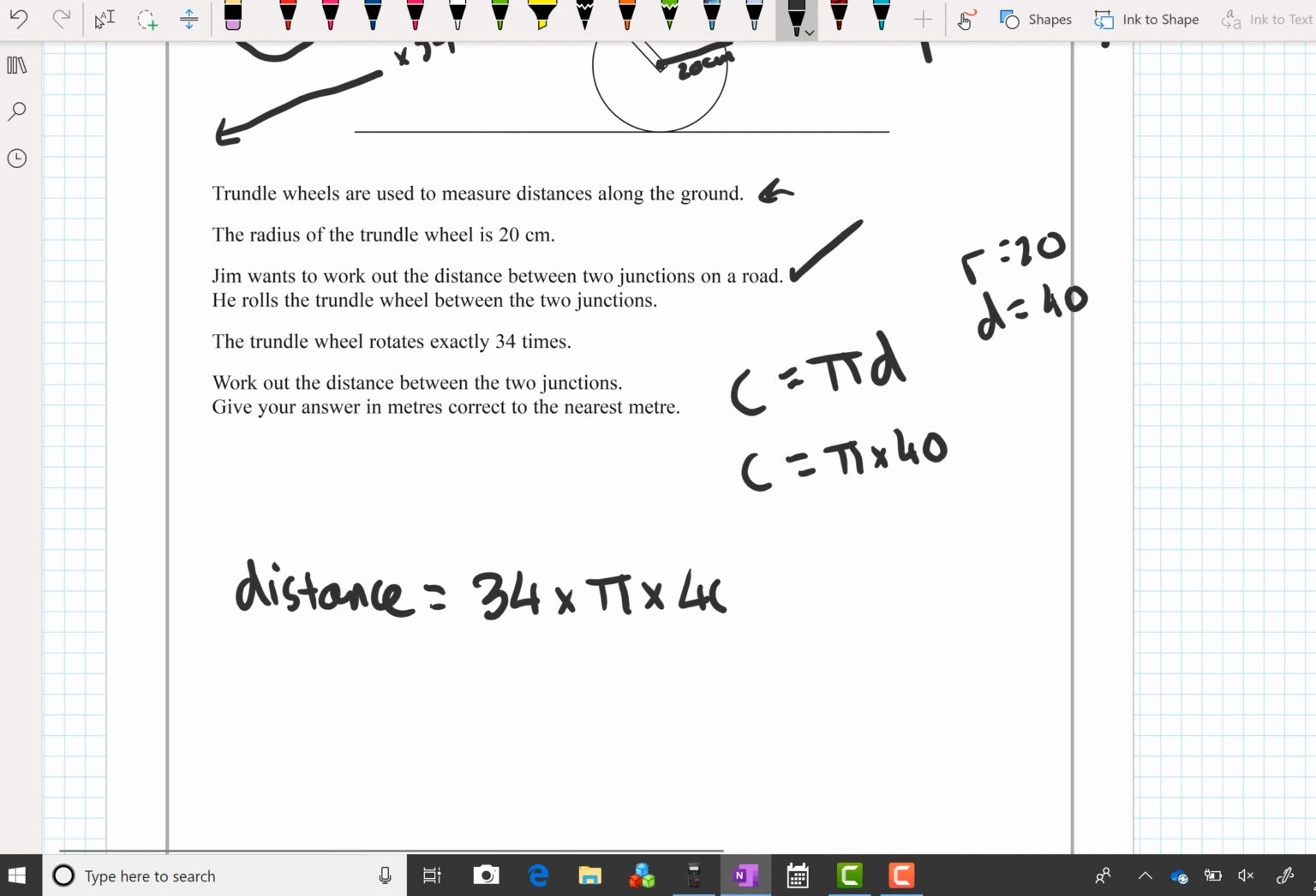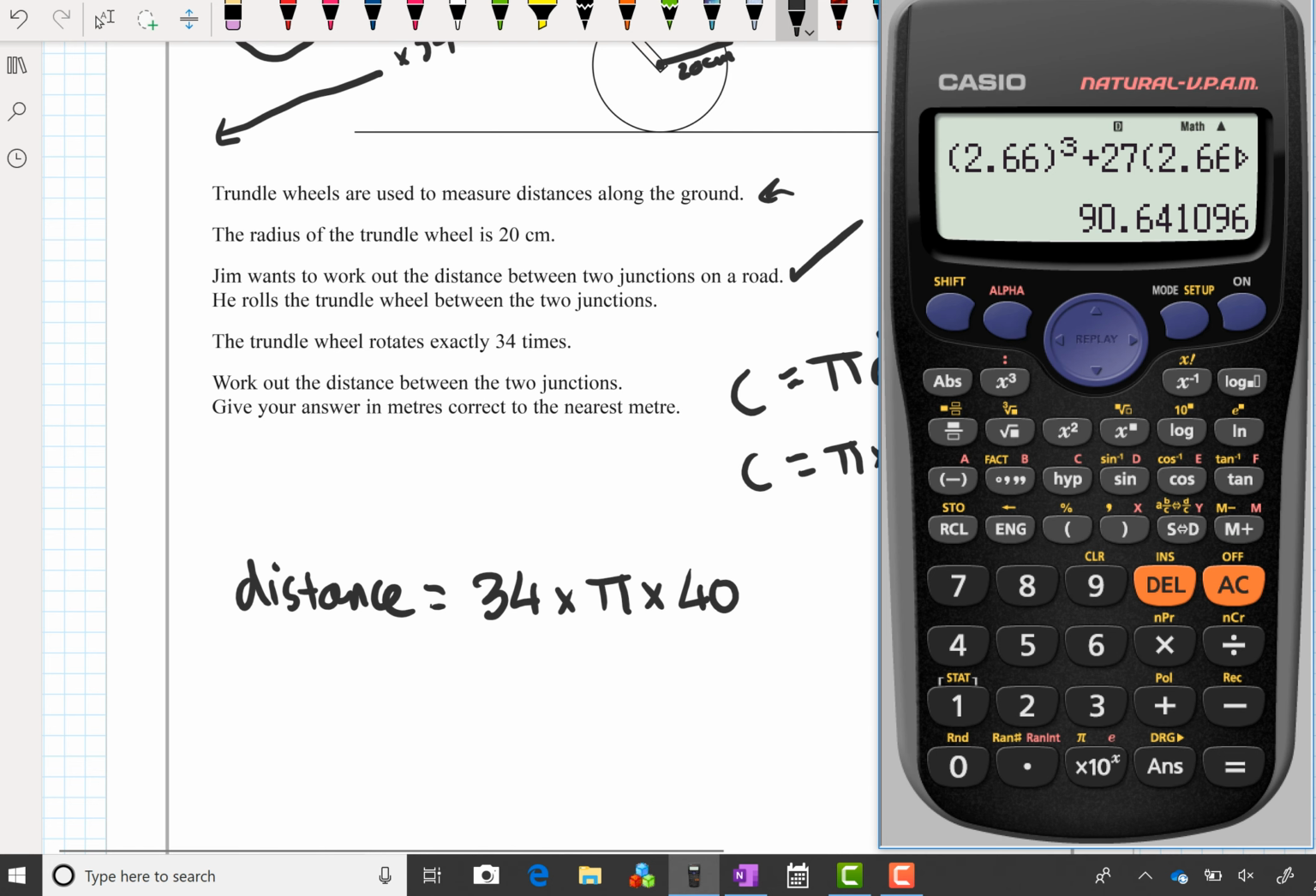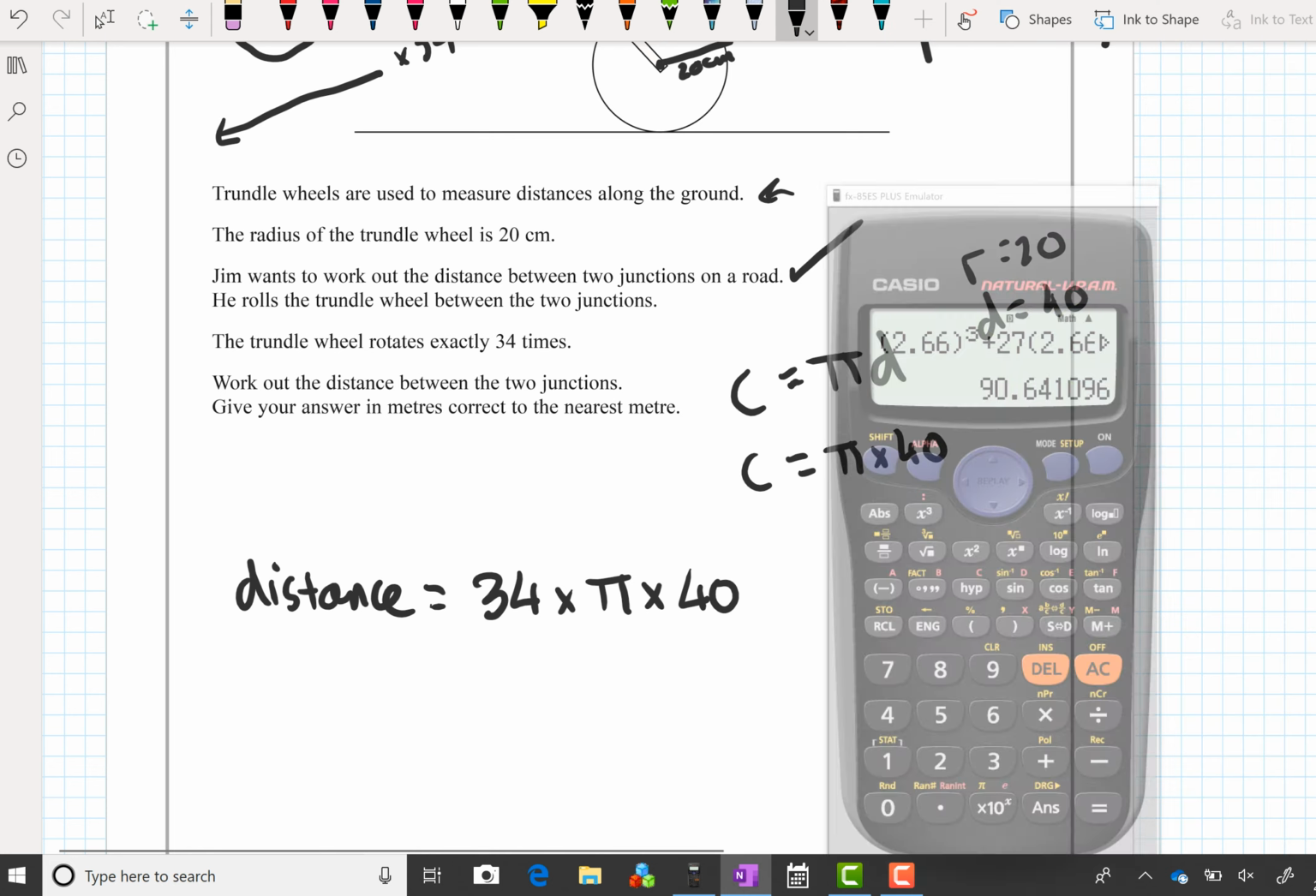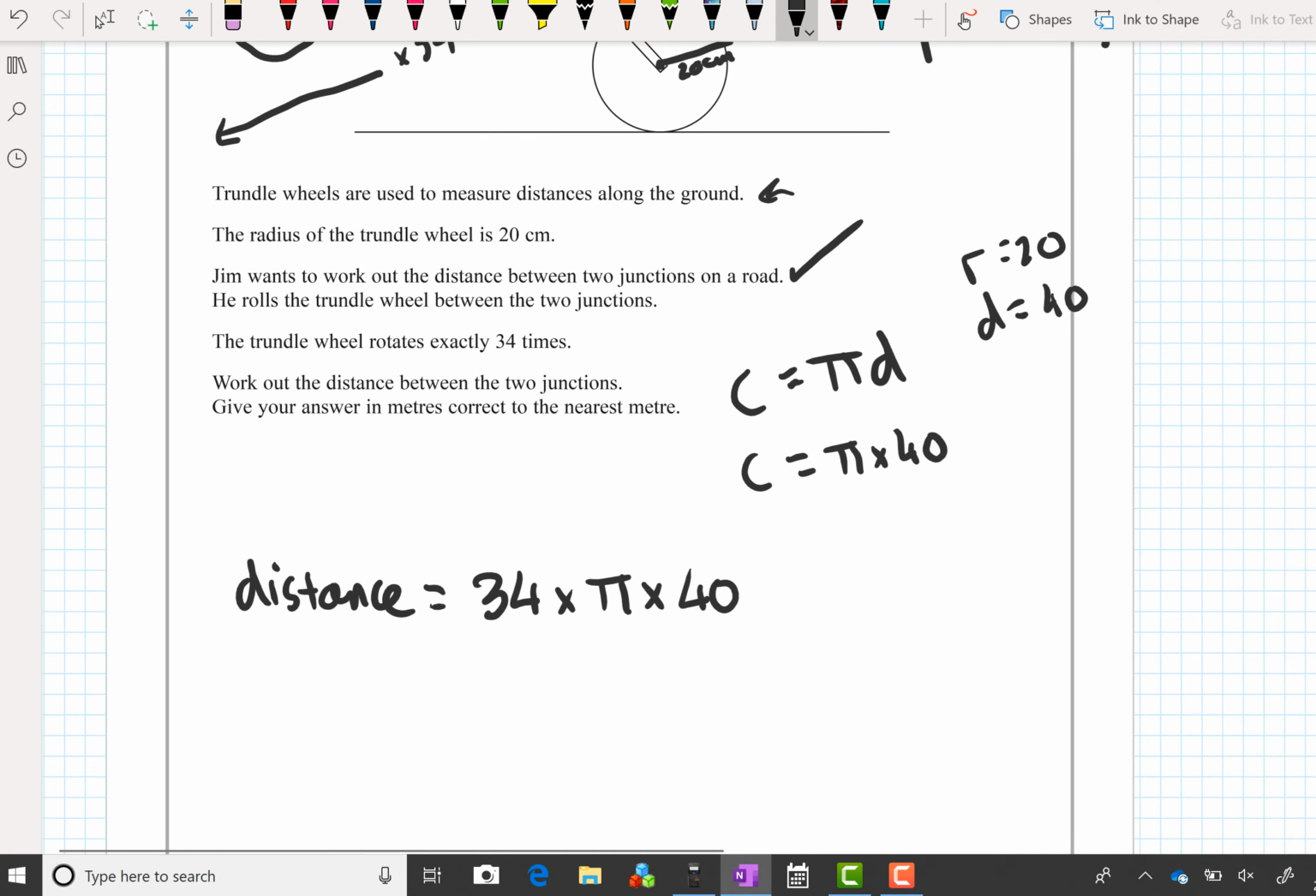So can I leave it like this, or does it ask me to do something? It said, give your answer in meters, correct to the nearest meter. So firstly, what unit am I working with here? This was centimeters, because I just doubled 20 centimeters to 40 centimeters. If you're rolling centimeters round, it's still centimeters. So this is in centimeters.